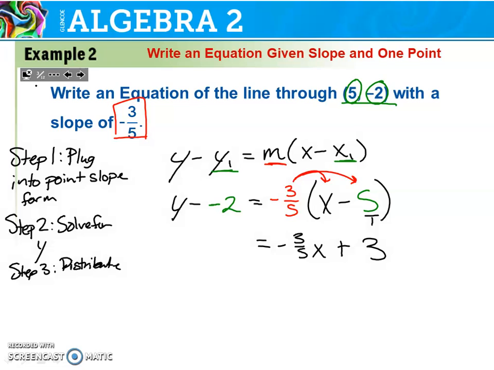I've got a y minus negative 2. Remember, those two negatives make a positive 2. So this is really just y plus 2 equals negative 3/5 x plus 3. So step 3, we were going to distribute.